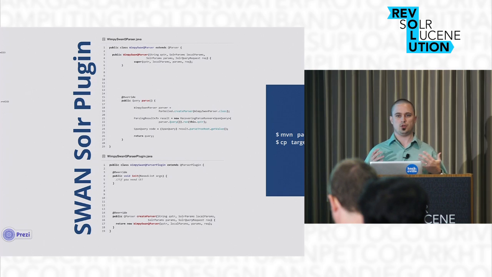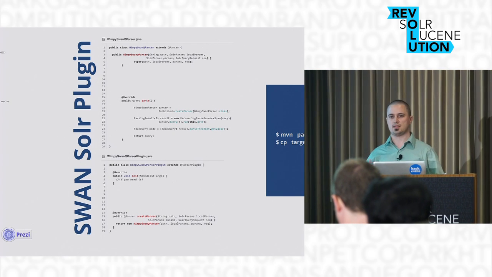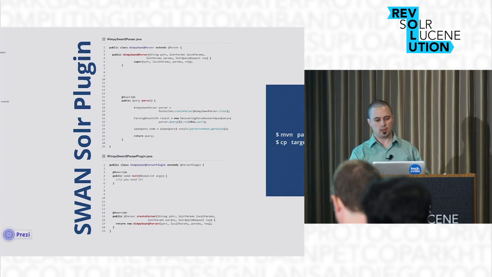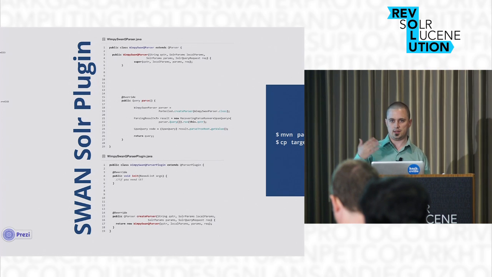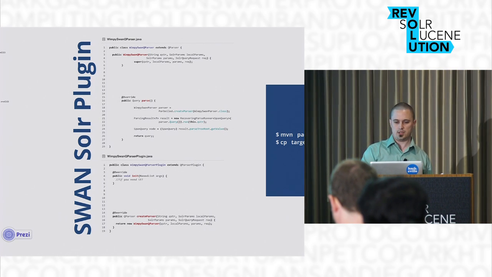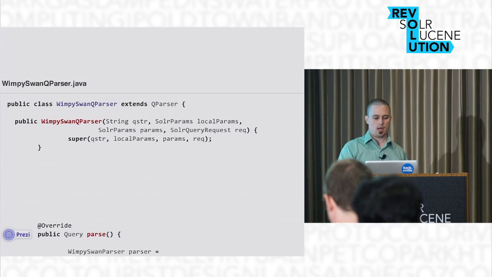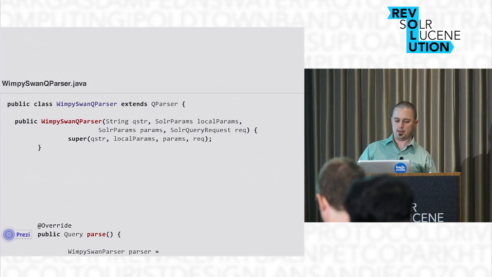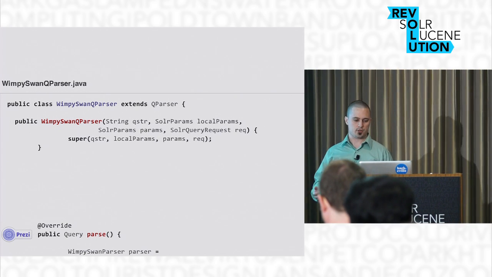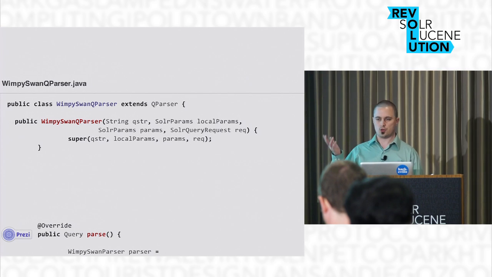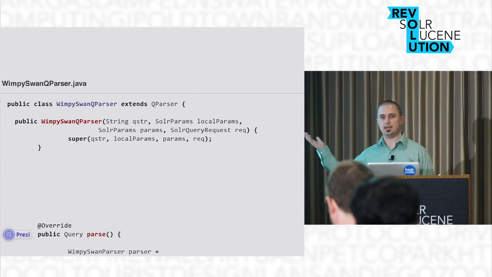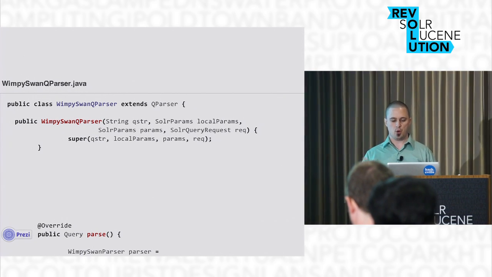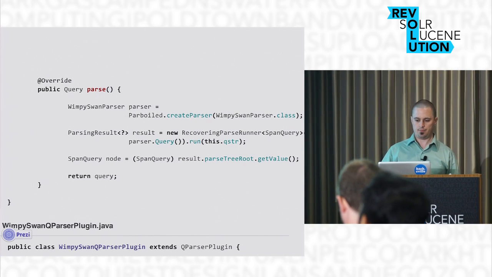So in order to make it usable by your average users, we've got to stick it into Solr. And this is how you do that. There are actually two classes necessary to get this working together, but they're very simple. It's basically boilerplate code. First of all, you have to have something that extends a QParser. In this case, Wimpy's Swan QParser is that. You have a constructor that you can do whatever you want with. We didn't actually use that for this example. And most importantly, you've also got a parse method.